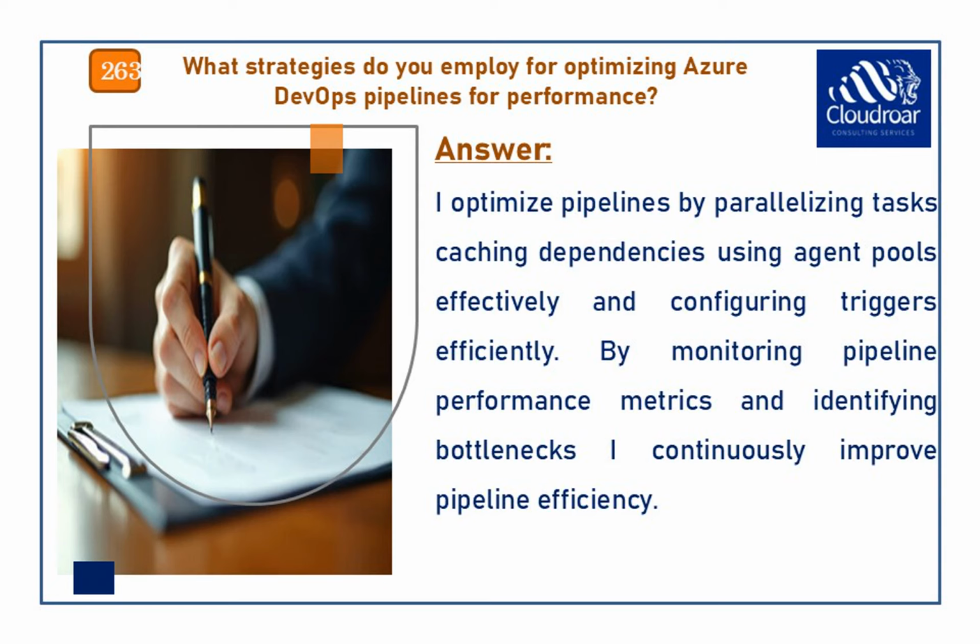Question 263. What strategies do you employ for optimizing Azure DevOps pipelines for performance? I optimize pipelines by parallelizing tasks, caching dependencies, using agent pools effectively, and configuring triggers efficiently. By monitoring pipeline performance metrics and identifying bottlenecks, I continuously improve pipeline efficiency.